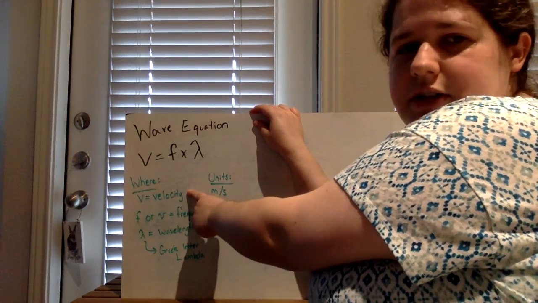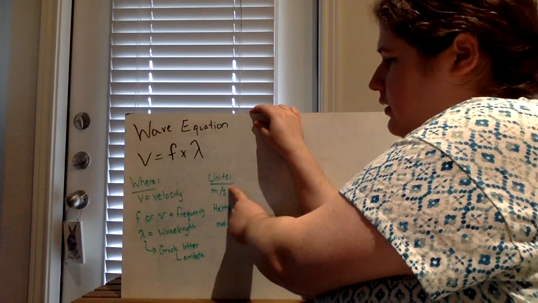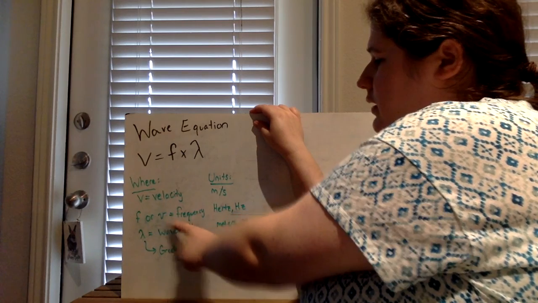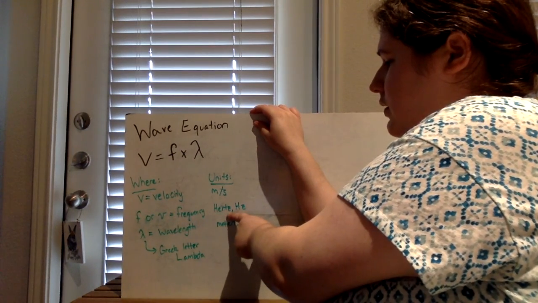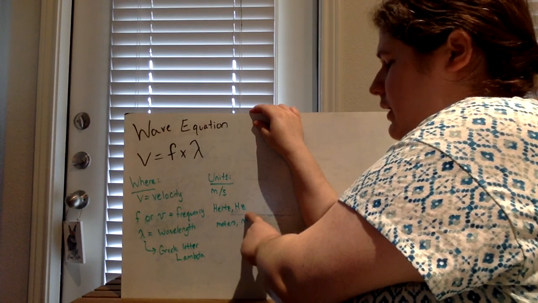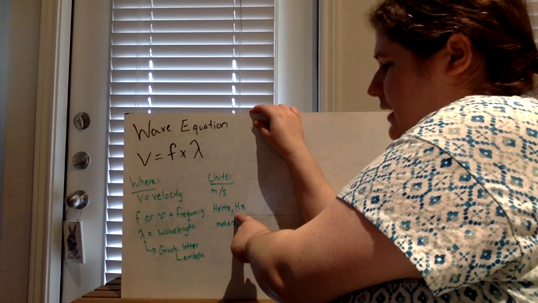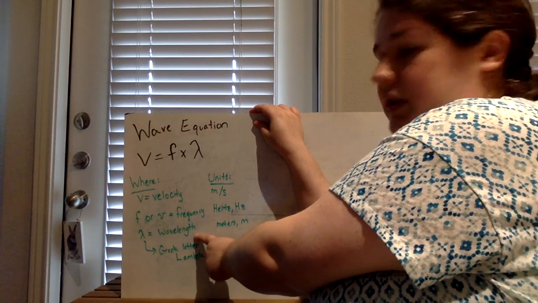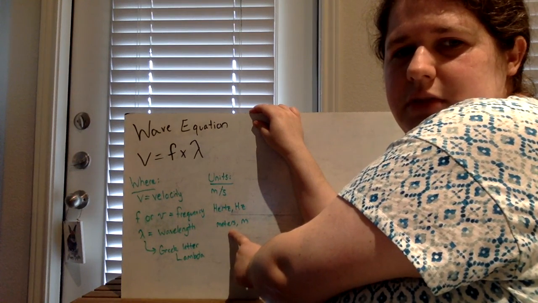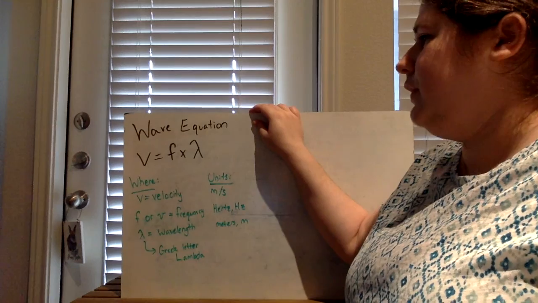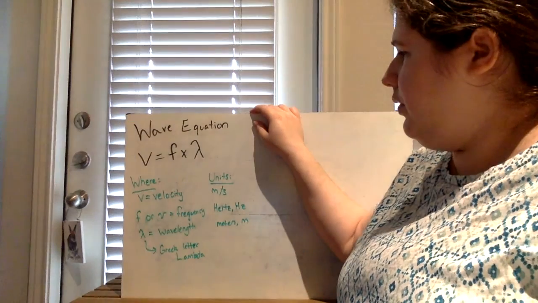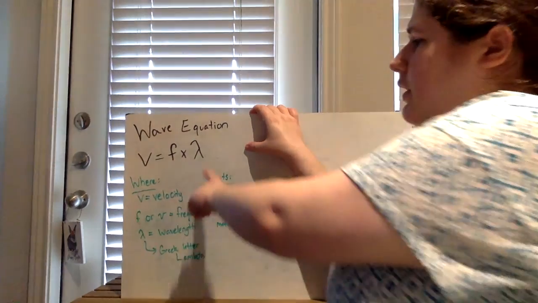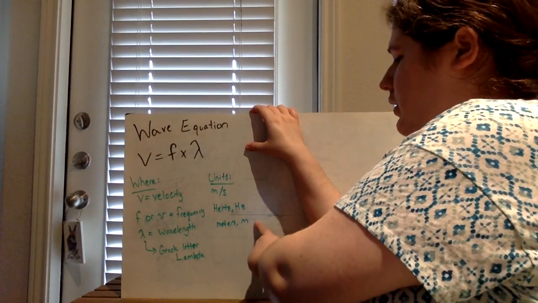So v is your velocity. It's represented in units of meters per second. F, or sometimes the Greek letter nu, like a curly V with a tail in the end, is your frequency. It's represented in units of hertz, or capital H, little z. It's capitalized because it's a person's name. Lambda, the Greek letter lambda, represents wavelength. Wavelength is measured in meters or lowercase m. So whenever we are solving for one of these variables, we have to plug it into this equation, and we need to make sure that we're using these units right here.